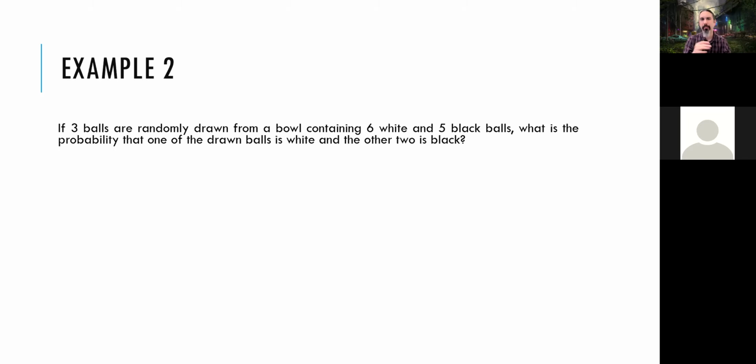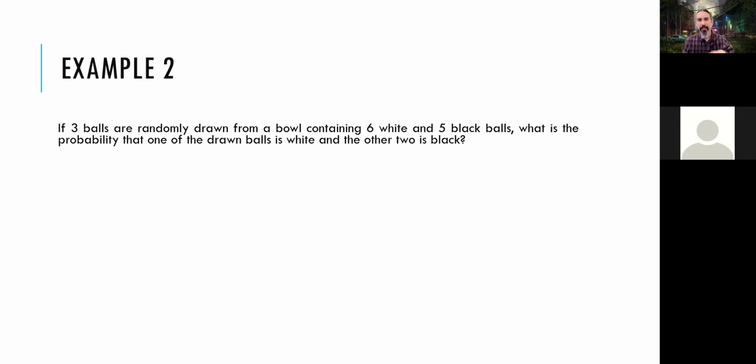Let's start with the first one. Let's say we are picking them one by one. I have 3 balls to pick, and I want one of them to be white and 2 of them to be black. So I can pick those balls in this order: white, black, black, or black, white, black, or black, black, white. I need to calculate 3 different ways of doing this experiment, and sum their probabilities. Let's start with white, black, black.